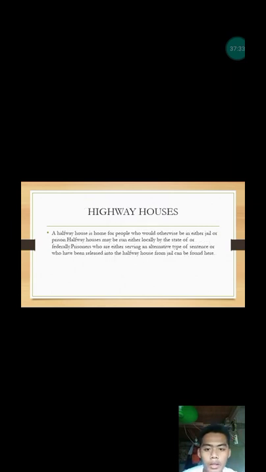A halfway house is a home for people who would otherwise be in either jail or prison. Halfway houses may be run locally, by the state, or federally. Prisoners who are either serving an alternative type of sentence or who have been released into the halfway house from jail can be found here. So a halfway house is just like a home for people who would otherwise be in jail.